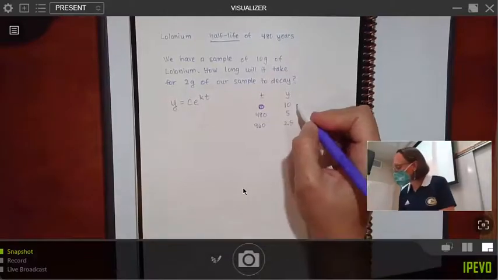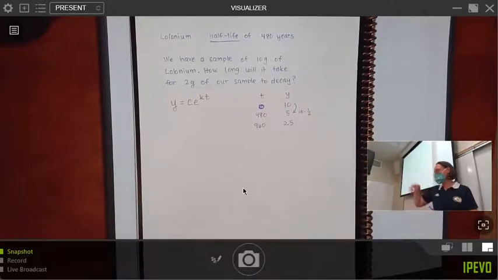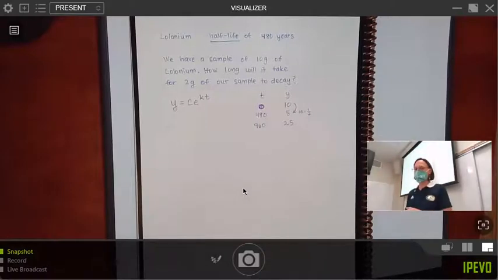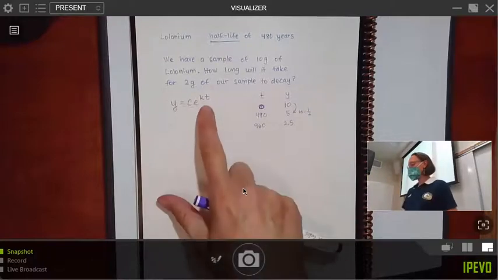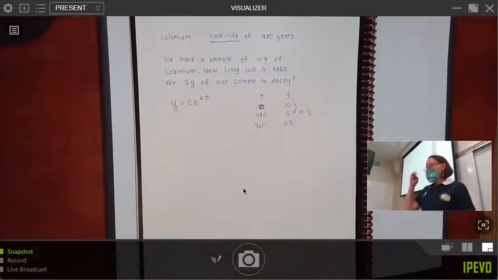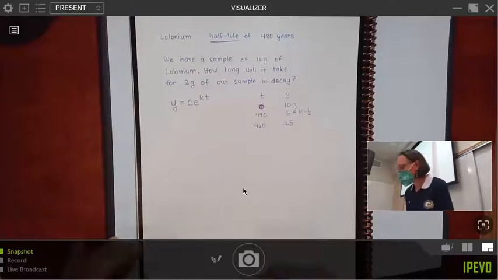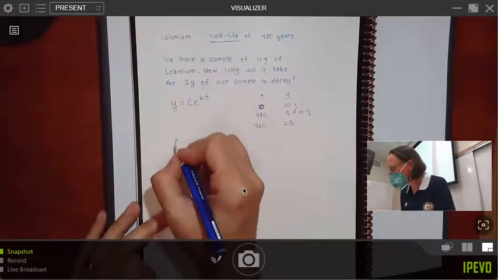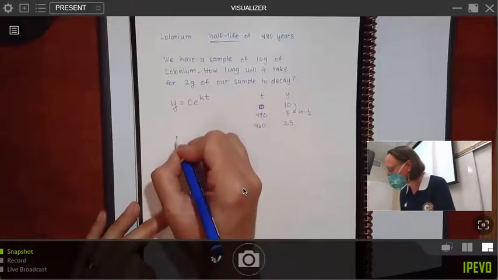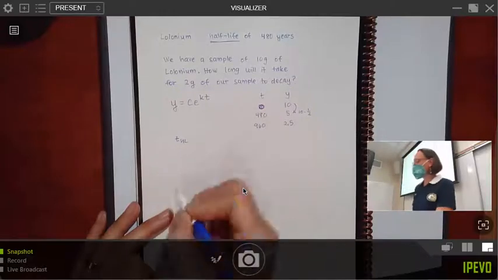Because each time we're taking half of the previous mass. Well, this idea of half-life actually secretly gives us the value of k in our formula. I'm going to do it generally, like derive what's happening in terms of that half-life. I'm going to use T half-life for half-life.